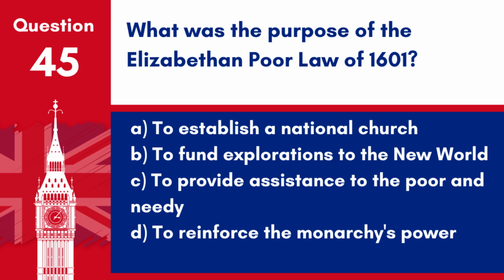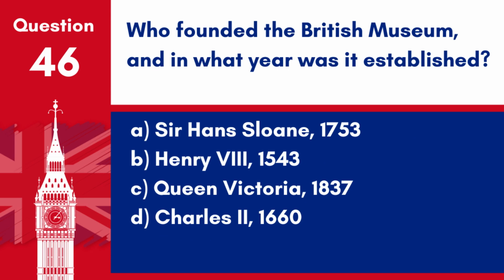Question 45. What was the purpose of the Elizabethan Poor Law of 1601? A. To establish a national church. B. To fund explorations to the New World. C. To provide assistance to the poor and needy. D. To reinforce the monarchy's power. Answer C. To provide assistance to the poor and needy. The Elizabethan Poor Law of 1601 established a system for providing help to the poor and needy, which included the creation of workhouses.